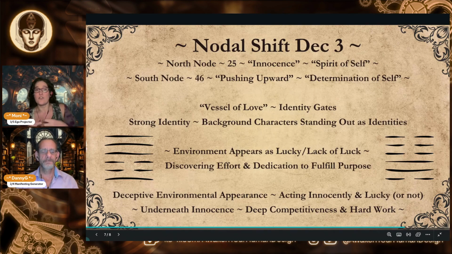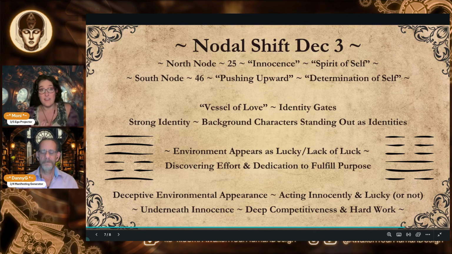It's also an environment that appears to be lucky or lacking luck, because that's gate 46. It appears that the person is lucky, but it's actually about realizing that it takes effort and dedication to fulfill the purpose. The 46 seems like it's lucky, but somebody might not be aware that the 46 energy has been learning different skills its whole life to develop into something. It's that effort and dedication.